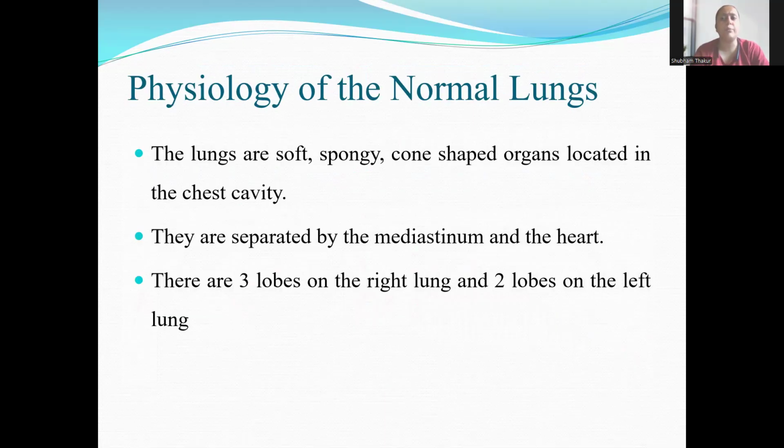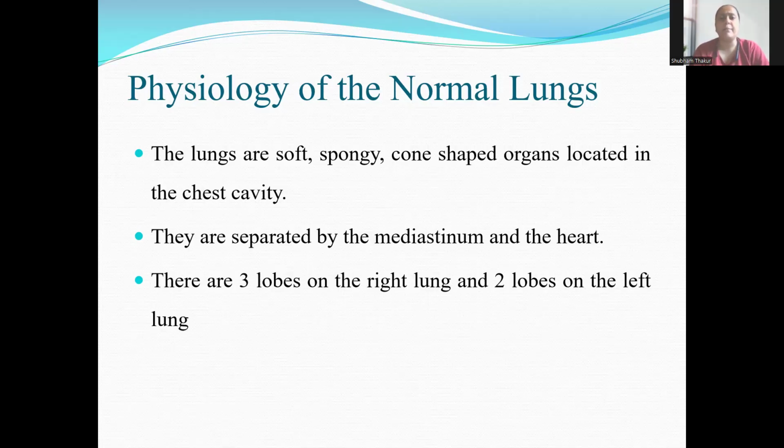First, we need to know the normal lung anatomy and physiology. In the normal anatomy and physiology of the lungs, what is the shape of the lungs? Lungs are soft, spongy, cone-shaped organs located in the chest cavity. Then how are the lungs in shape? Soft and spongy and cone-shaped organs. Where are they located? They are located in the chest cavity.